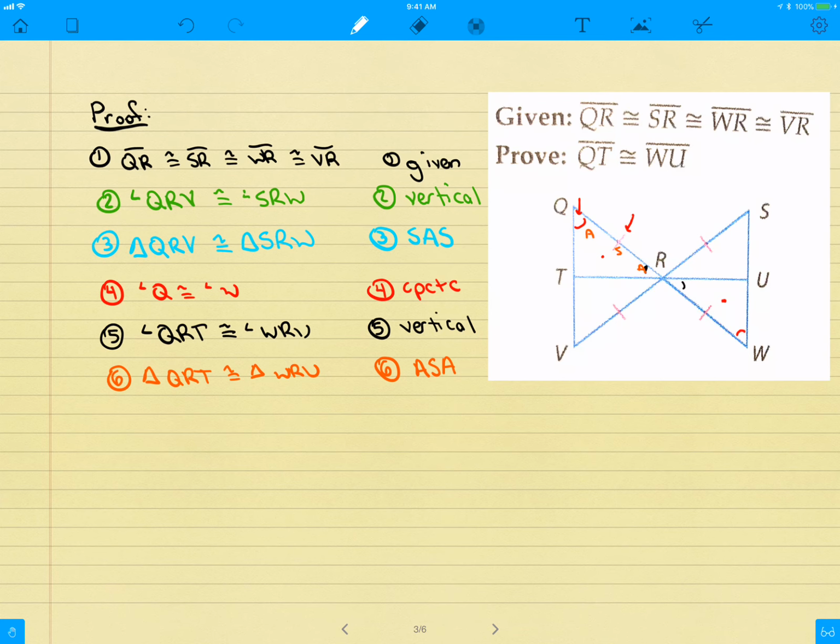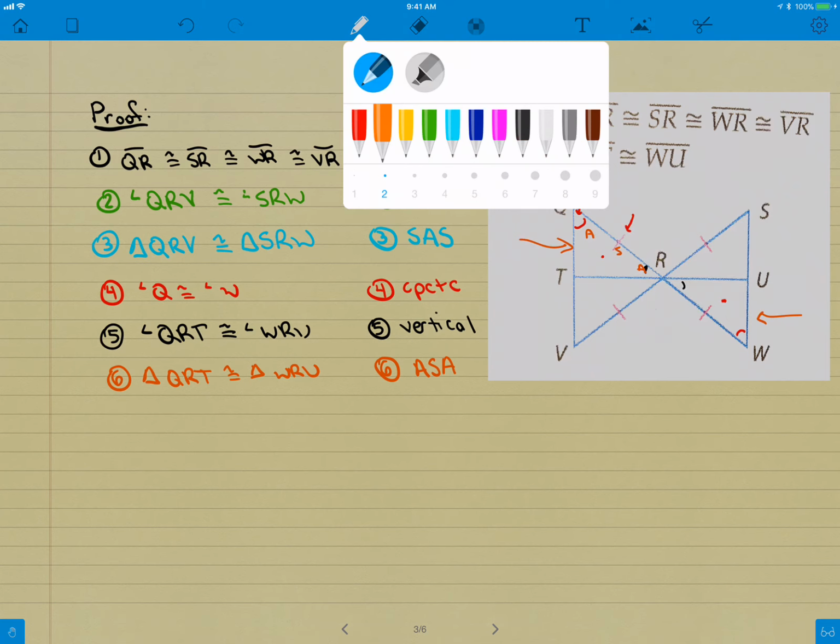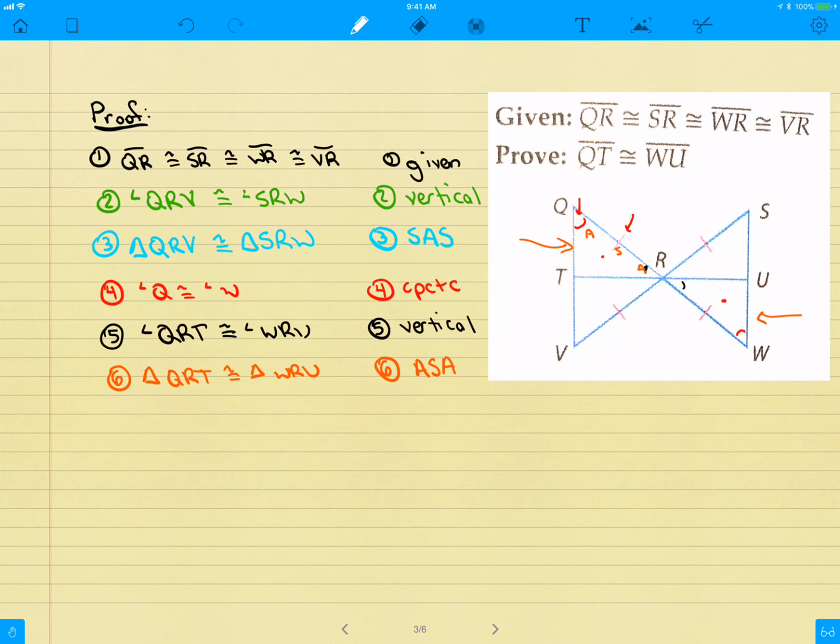And now that I know that the smaller triangles are equal, now I can say these parts are the same. That's what I was trying to get to in the very end anyway. So let's name that off. So my final line here is to name on line number 7, this is the therefore line, that QT is equal to WU. And again, that was by CPCTC. Corresponding parts of the smaller triangles are congruent. And that was the whole point of that proof.